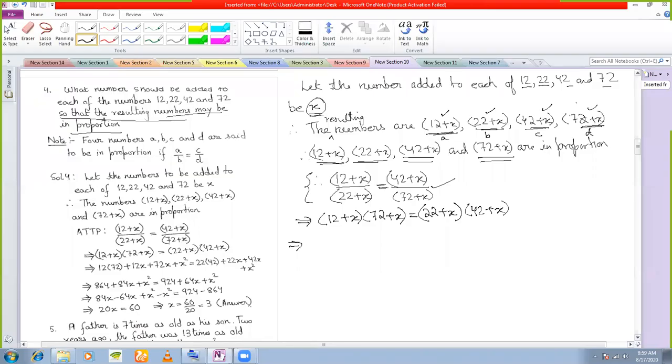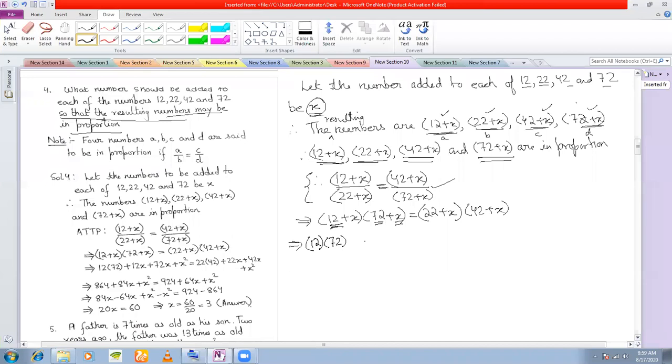How do you multiply these two? First, 12 into 72. Next, again this 12 into this x should give you 12x. Then this x into this 72. And then again this x into this x. So x into x will give you an x square.